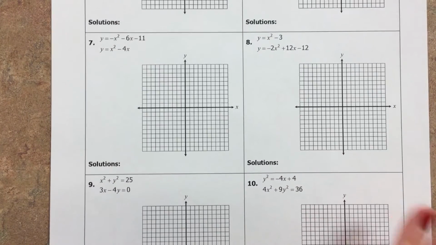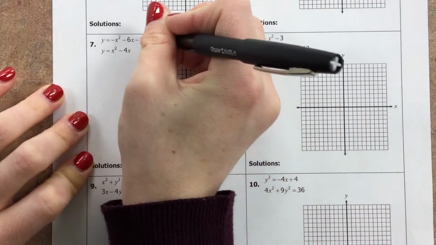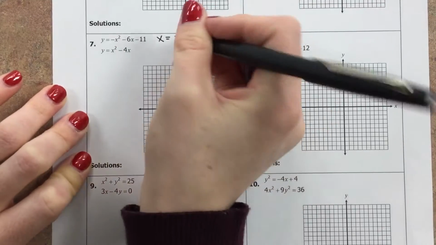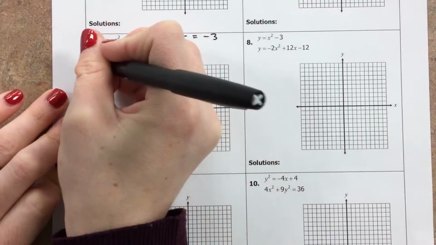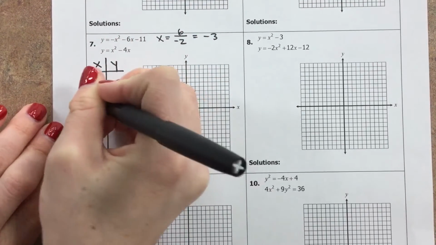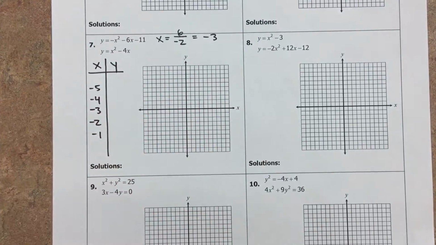So number 7, we've got 2 parabolas, which means we're going to have to sneak in 2 graphs here. Start with this top one. Our vertex is x equals negative b, so that's a positive 6, over 2a, which would be 2 times the negative 1. So our vertex here is a negative 3. Let's make a table for that. So go down a few points, go up a few points. We'll see if that's enough.